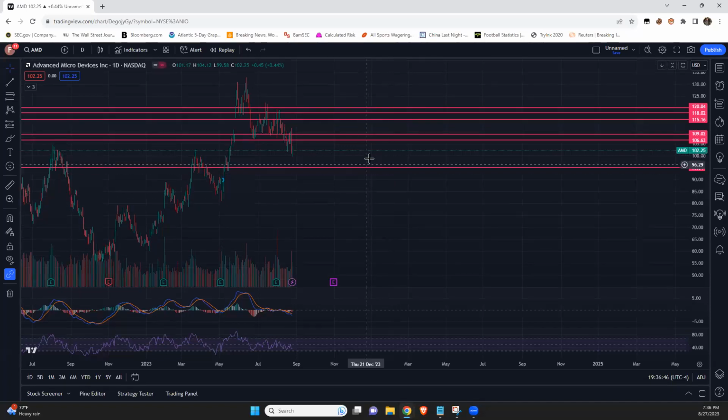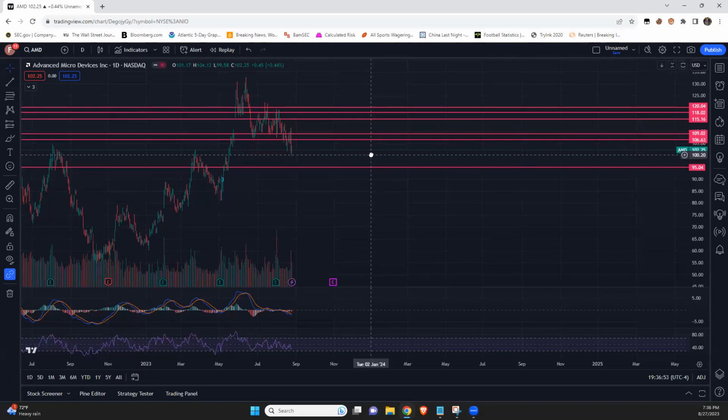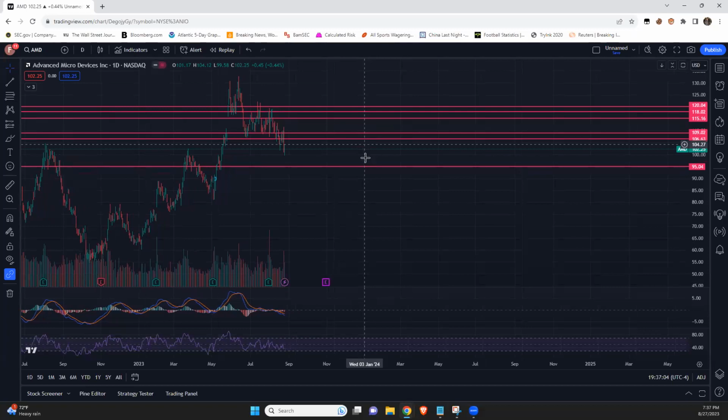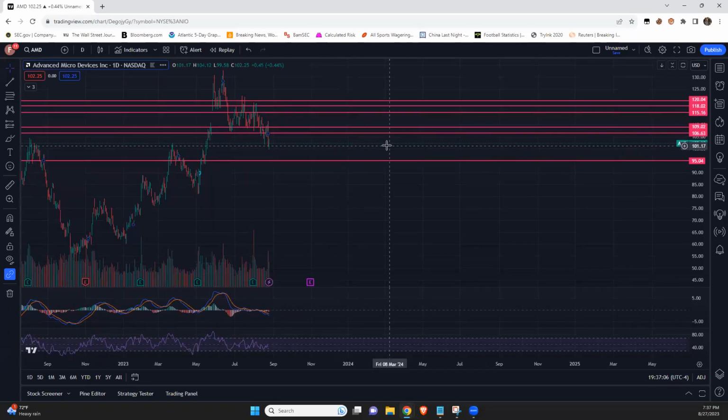Obviously 100 is going to be a big psychological level, but I'm not very interested in the potential long if we have a clear close under 99, right? So if we do have a close under 99, I'm going to short probably to 95, probably a little bit lower, right? But I'm leaning more bullish for this trade, right? I'm going to be looking for dip buys as long as we're holding that area.